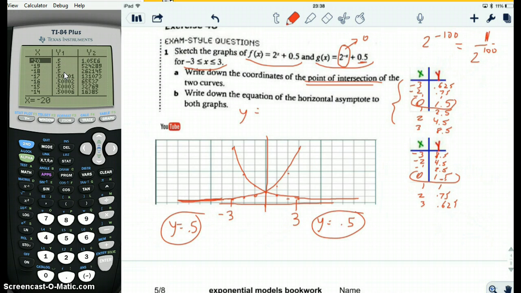So write down the equation of the horizontal asymptote. There you go. So we have the graphs. We have the point of intersection of the two curves, right? It's the same point, and we have the horizontal asymptote.